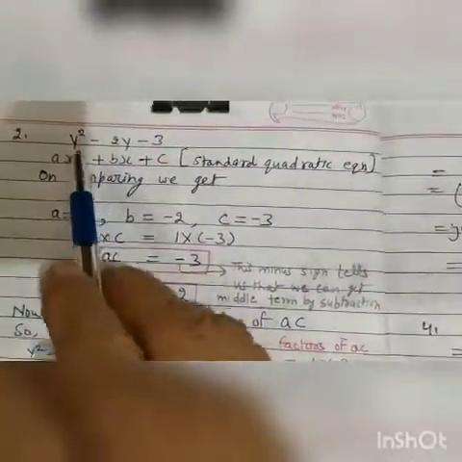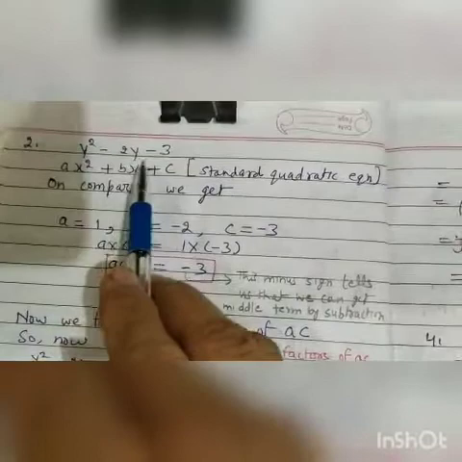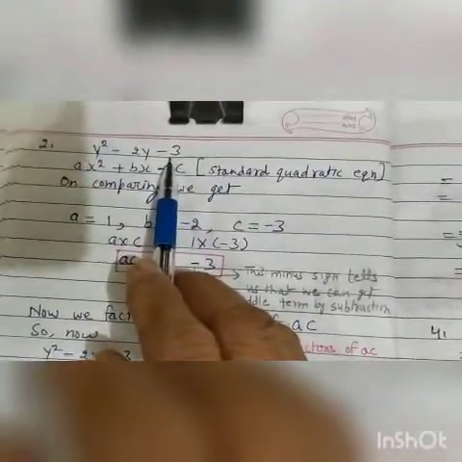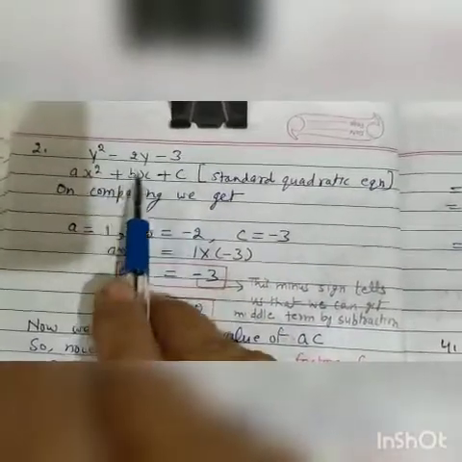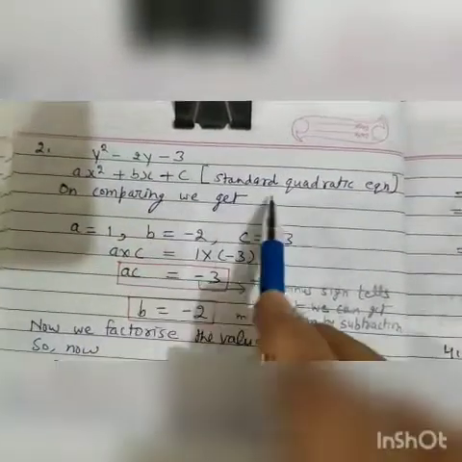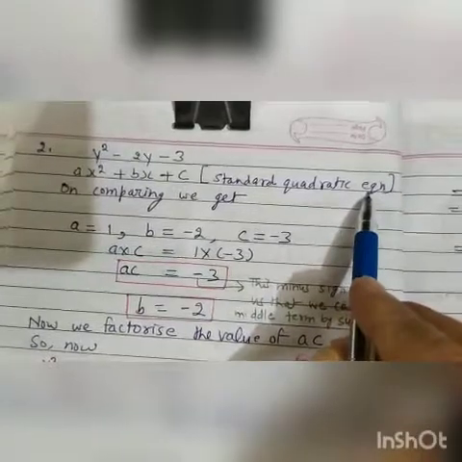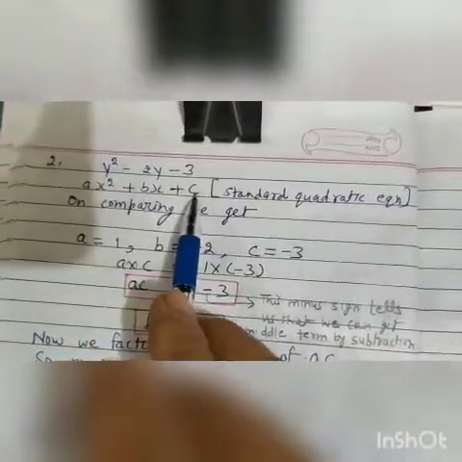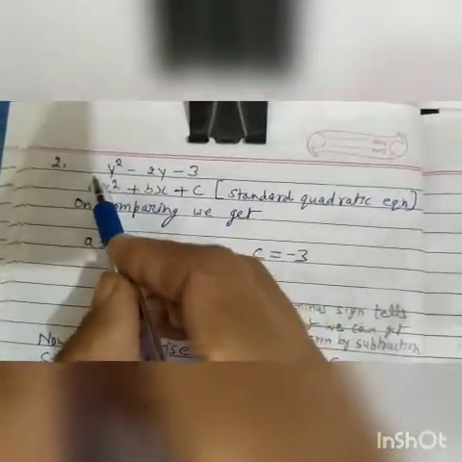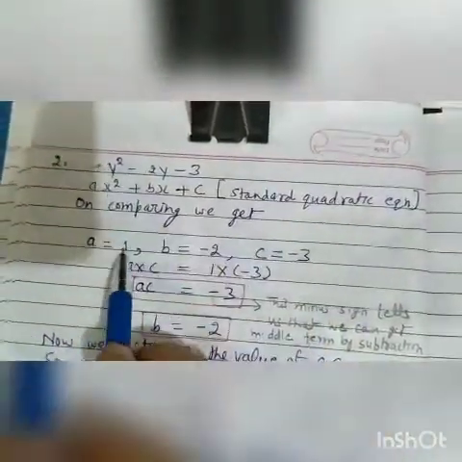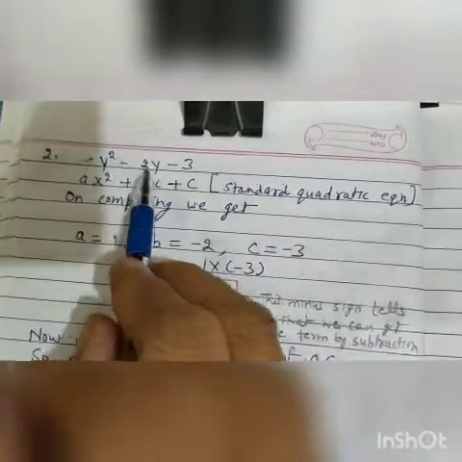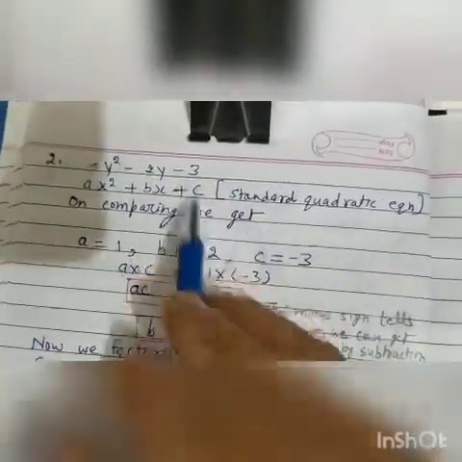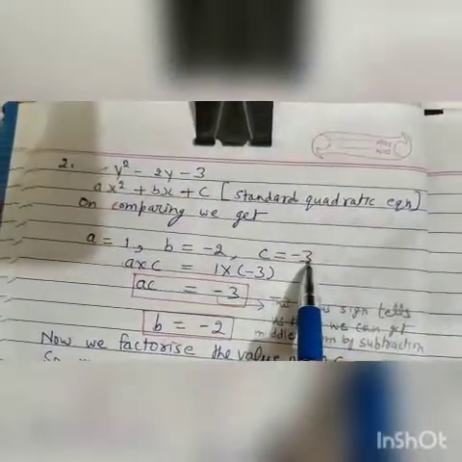Second question is y square minus 2y minus 3. Again, what is the first step? The first step is to compare the given equation with the standard quadratic equation, that is ax square plus bx plus c. When we compare it, we get the value of a is equal to 1, b is equal to minus 2, and c is equal to minus 3. This is the first step.